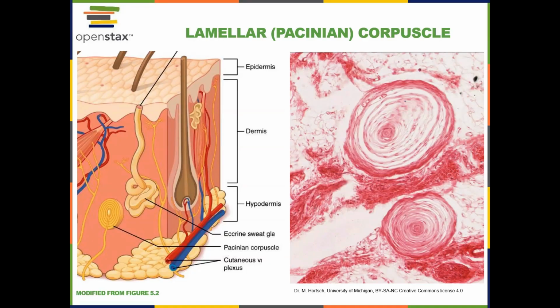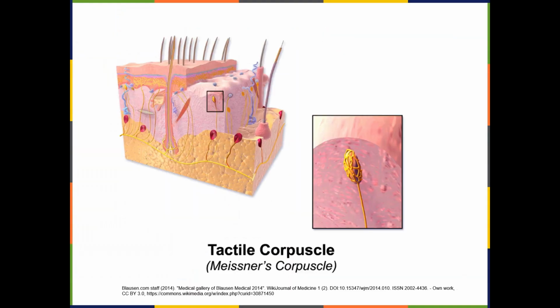The lamellar corpuscle contains nerve endings encapsulated in connective tissue, and it functions to detect deep pressure and high-frequency vibrations. A tactile corpuscle, also known as Meissner's corpuscle, is another somatosensory receptor with nerve endings encapsulated in connective tissue.